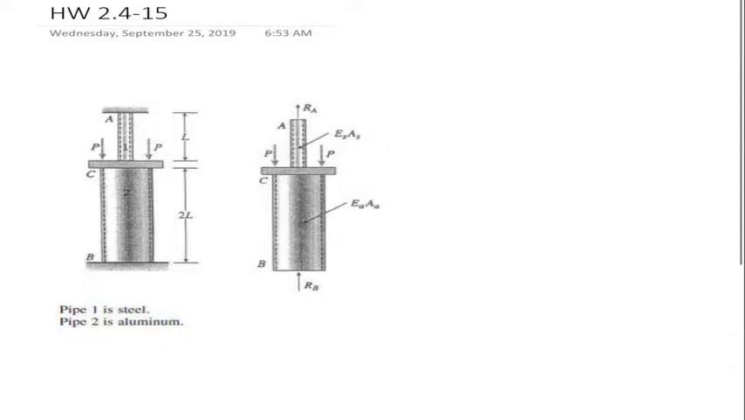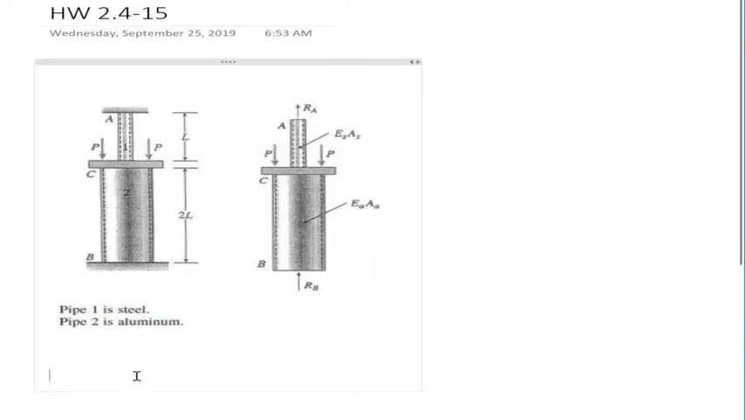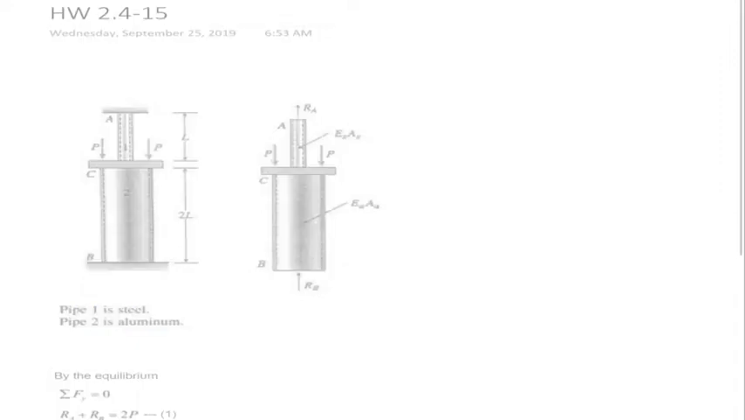we need to use the equilibrium equation. We know that by the equilibrium equation, sorry about that, we know that by the equilibrium equation, the reaction in A plus the reaction in B is going to be equal to 2 times the load P. Correct?